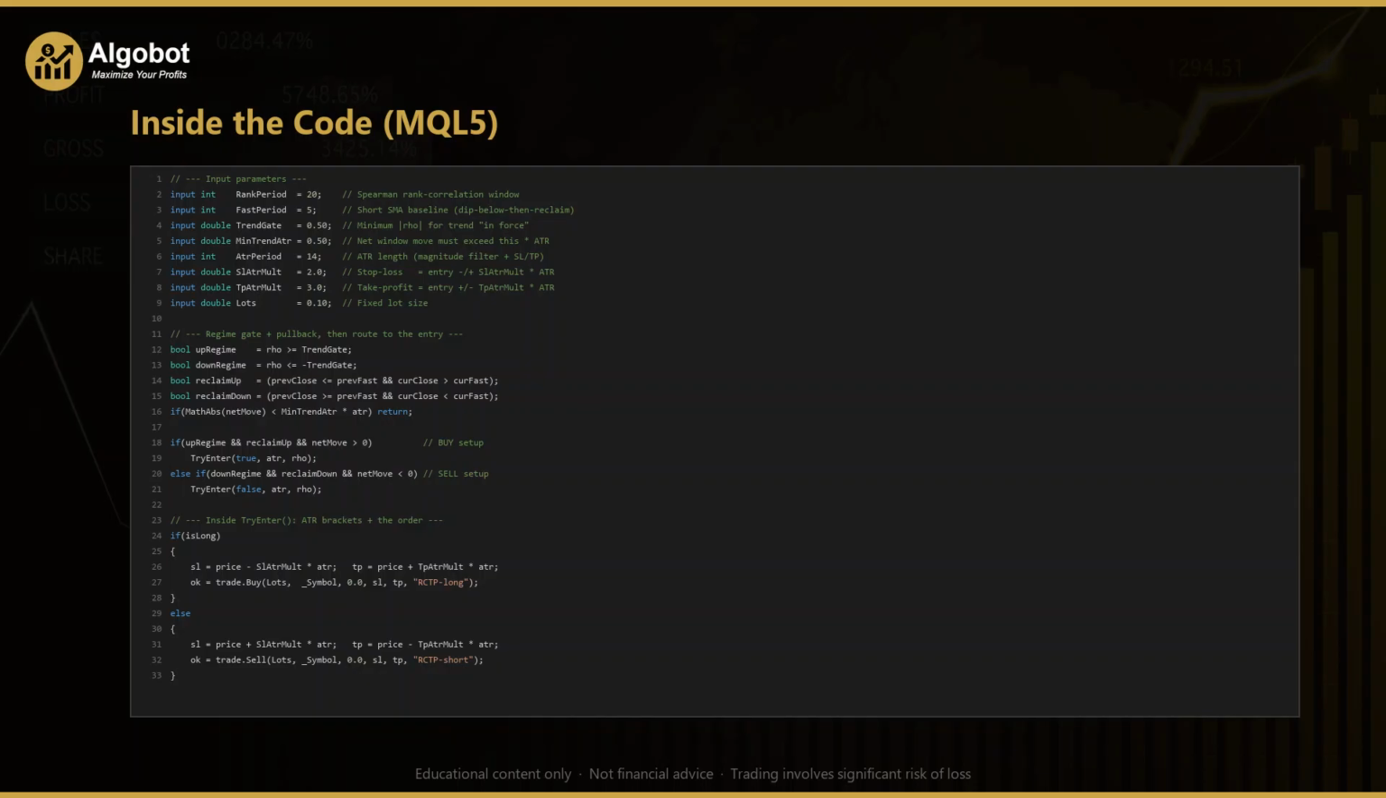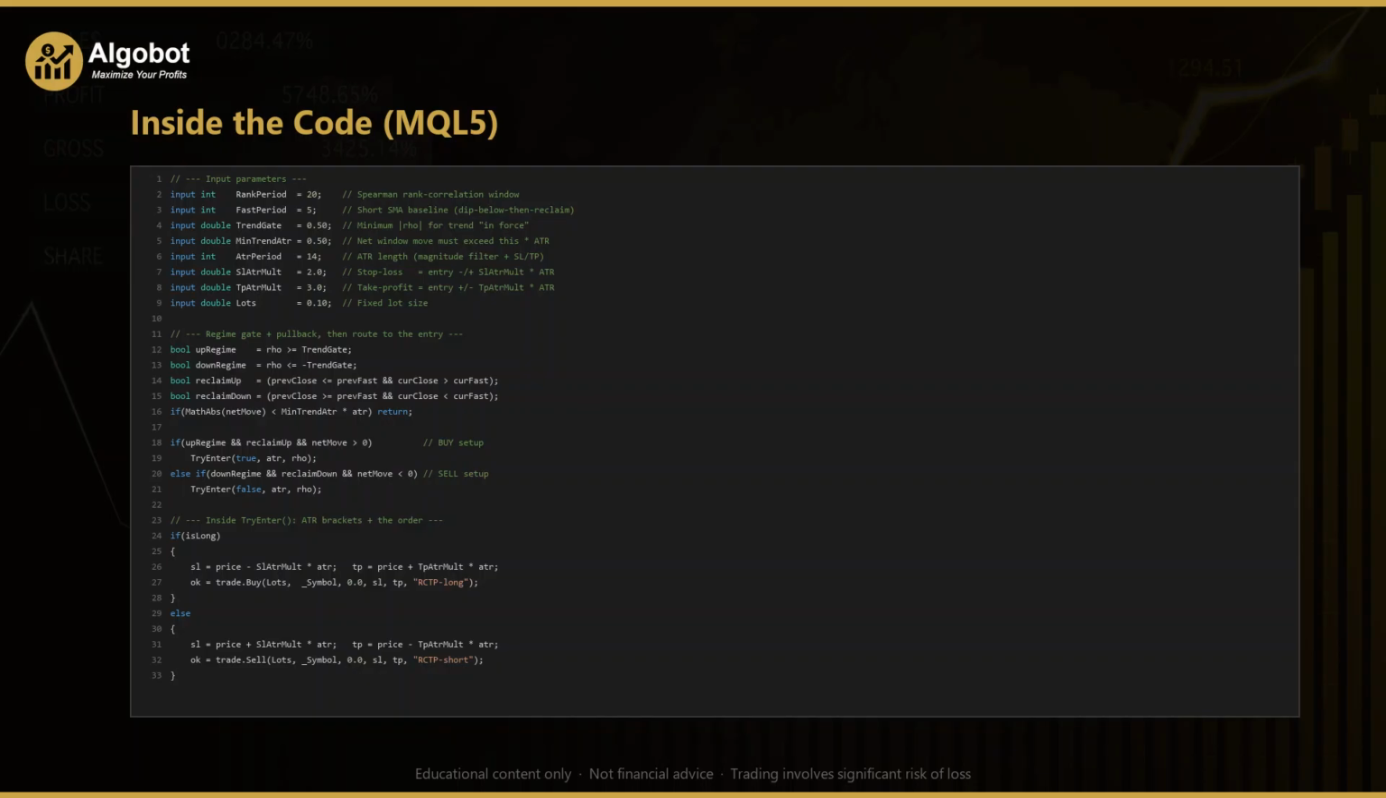Now the two signal blocks. The buy setup asks for an up regime, a reclaim up, and a positive net move, and calls try-enter for a long. The sell setup asks for a down regime, a reject back below, and a negative net move, and calls try-enter for a short.